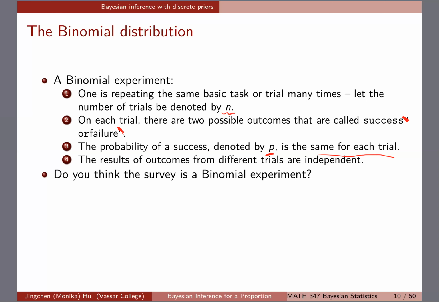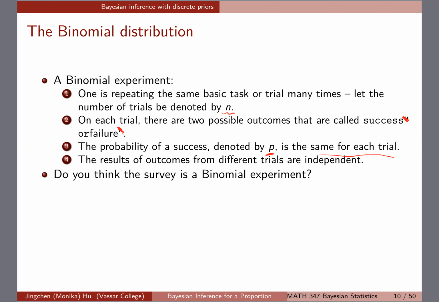What we're doing here, taking the survey and asking the customers' preference, do you think it's a binomial experiment? I'm going to pause here. So what do you all think? Do you think it's a binomial experiment? Yes or no?